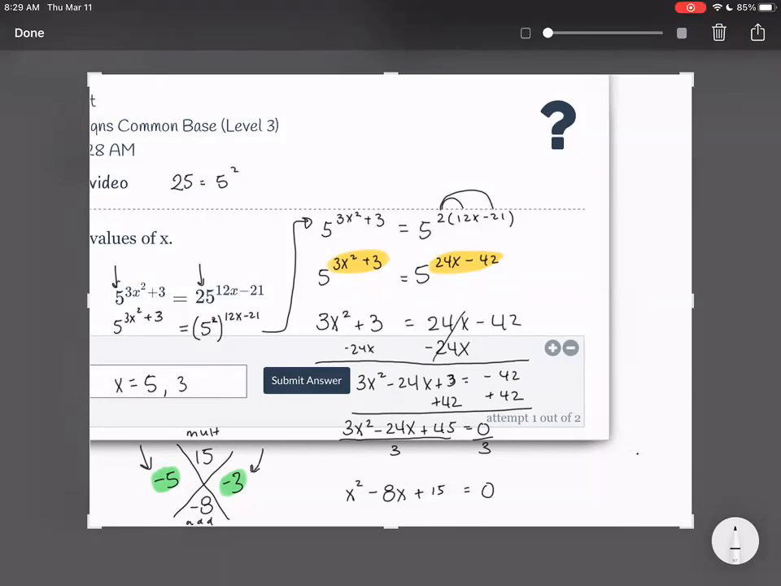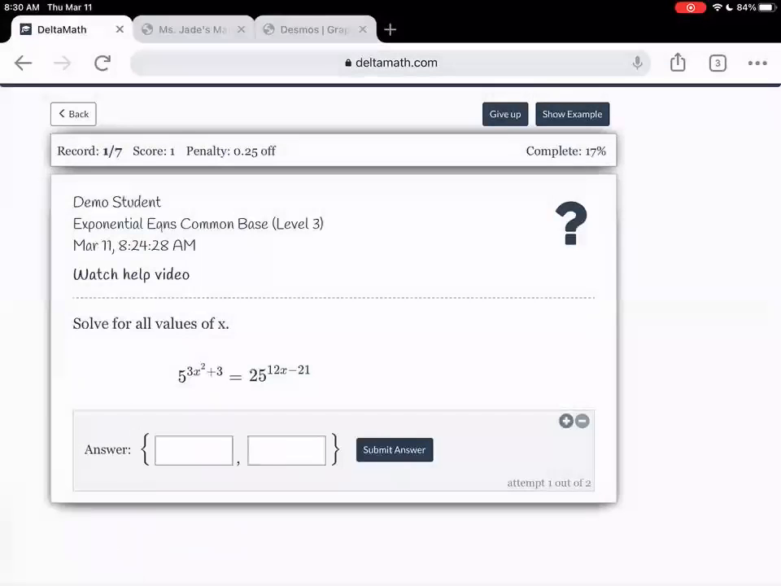Are there any questions up until this point before I go ahead and type it in? Or anybody need to write any of that? I'm going to pause the video. Let's go ahead and enter in x equals 5 and 3. Remember to make a second box.